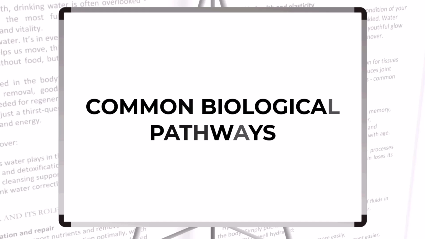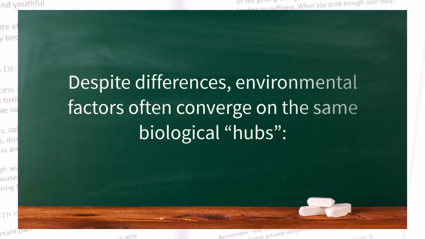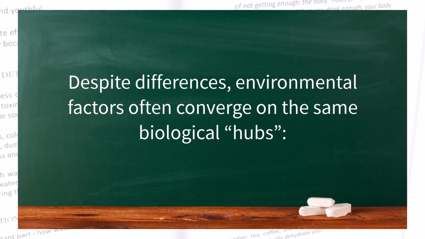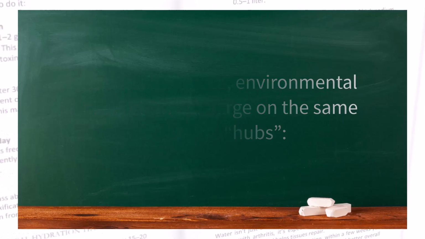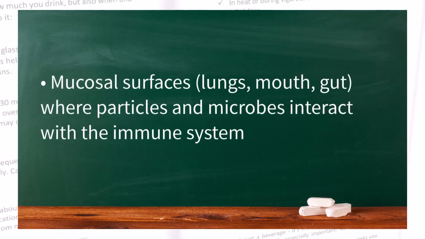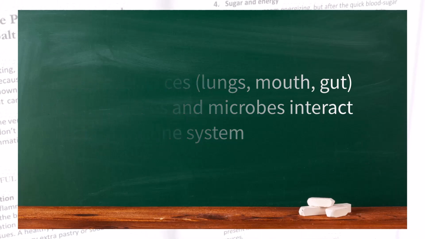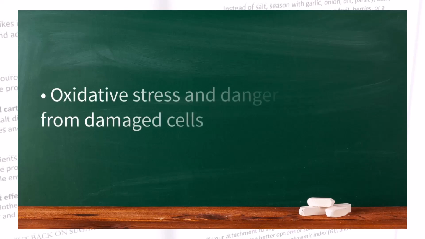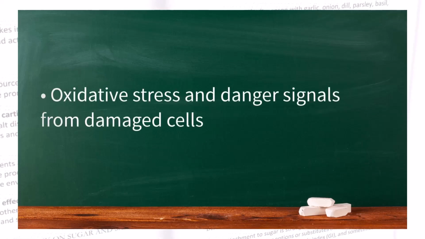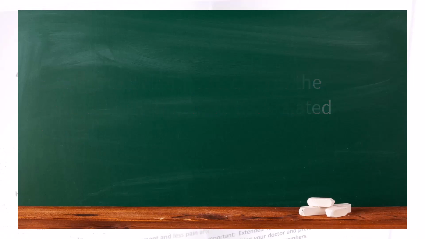Common biological pathways. Despite differences, environmental factors often converge on the same biological hubs. Mucosal surfaces, lungs, mouth, gut, where particles and microbes interact with the immune system. Oxidative stress and danger signals from damaged cells. Epigenetic changes that alter the expression of inflammation-related genes.